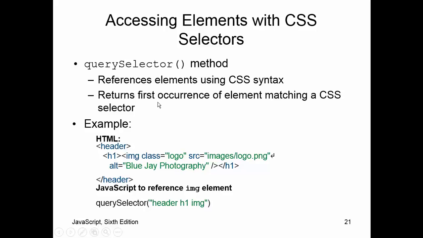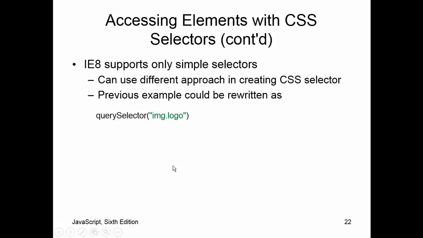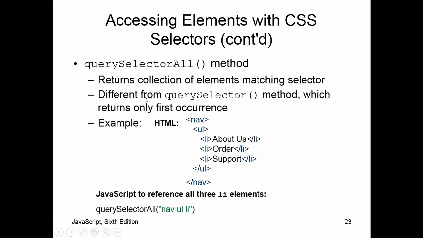So it returns the first occurrence of an element matching a selector. So you can see we're being very literal here. We're saying inside of the header element, find me inside of an H1 element, find me the first image. And that's exactly what it's going to find. Again, many of these things are not supported by earlier browsers or earlier versions of browsers.